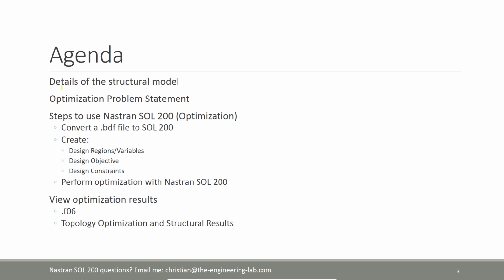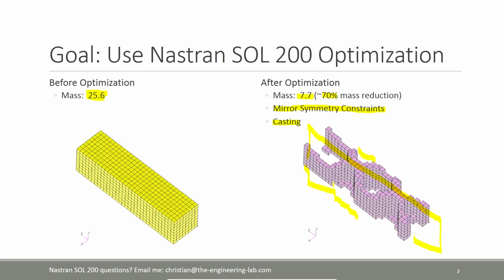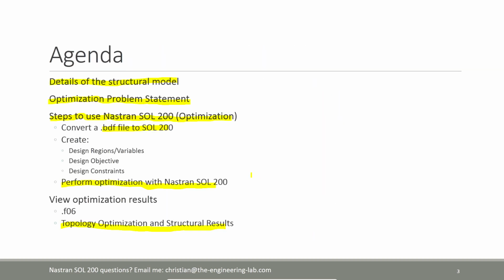This is what we plan on covering. I'll briefly describe how this model is loaded. I'll then describe the optimization problem statement. This is the starting point to any optimization. And then I will actually walk you through the process of preparing your BDF file for topology optimization. We will then perform the actual optimization. And then we are going to look at the results at the very end and get our final structure that I showed on the last slide.